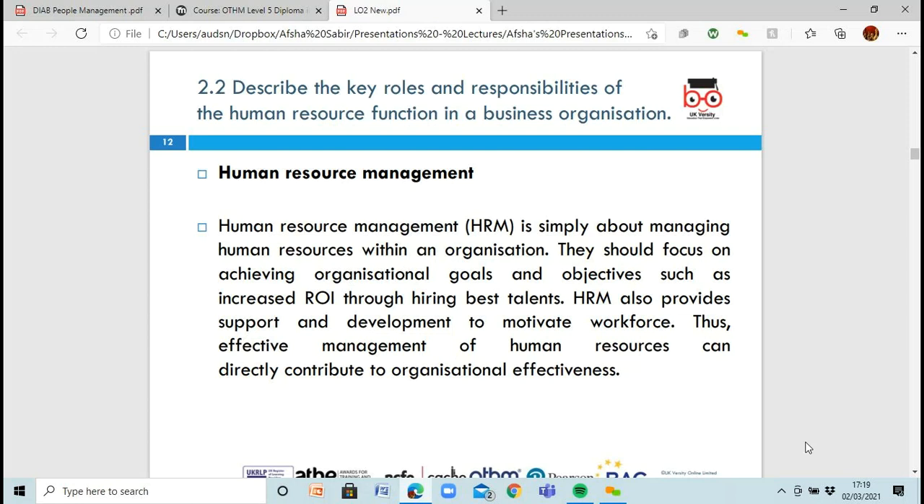So overall, effective HRM management of resources can actually directly contribute to your organization's goals and towards its effectiveness. So if they're doing their job rightly, they're motivating the people that are working within the organization. They're working towards getting the goal that they want.